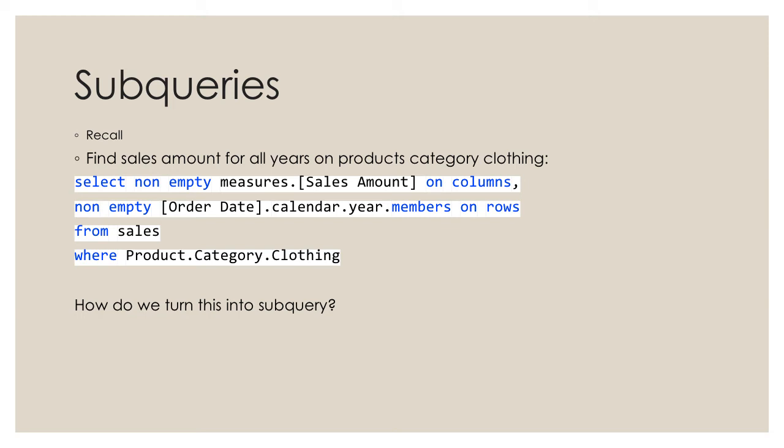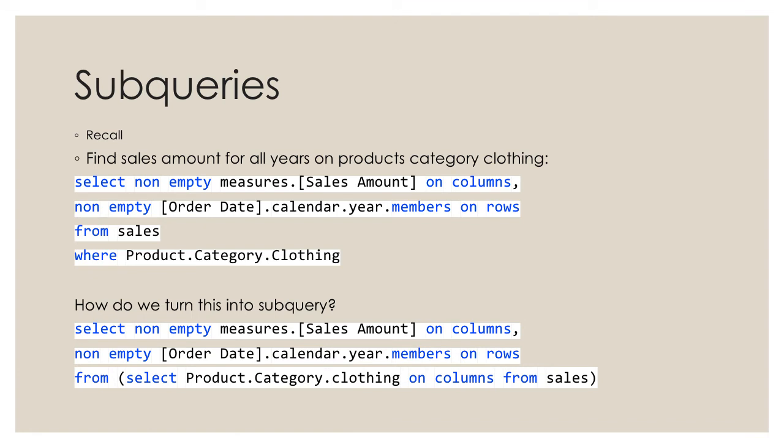And how do we turn this into a subquery? Instead of where product category clothing, I want it not to be a where. I want it to be inside of the from. So this is just showing you another way to slice your cube.